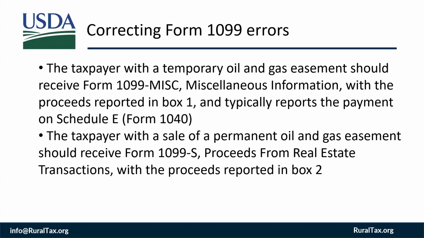The taxpayer with the sale of a permanent oil and gas easement should get a Form 1099-S for that portion. Proceeds from the real estate. Those proceeds were reported in box 2 of the 1099 miscellaneous. So the temporary portion goes in box 1 on the 1099. And I apologize, I think I misspoke. The proceeds are in box 2 of the 1099-S form.